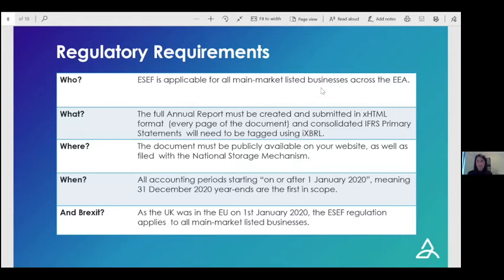So where the documents are going to be filed, so they need to be filed with the national storage mechanism, which in the UK is going to be Companies House. And I'll talk about that in a little bit.